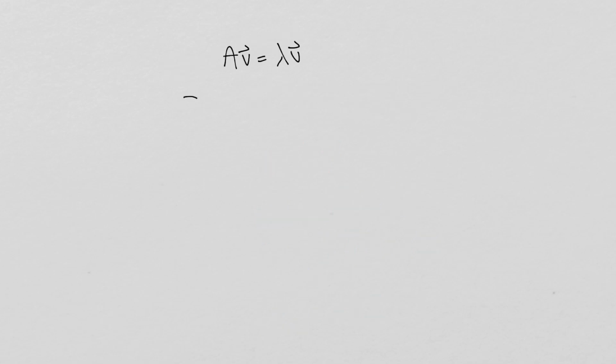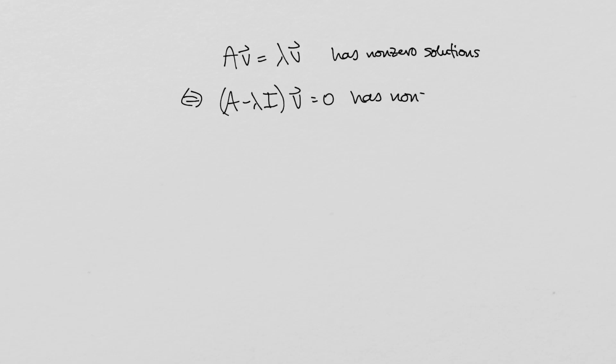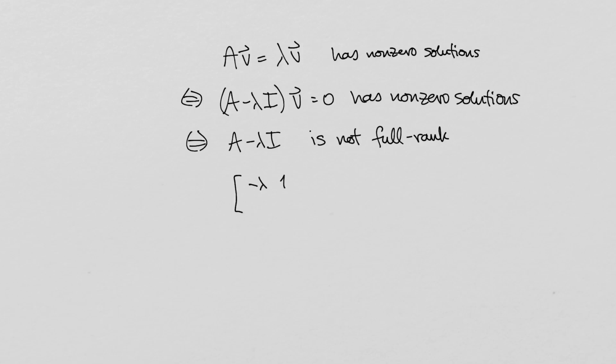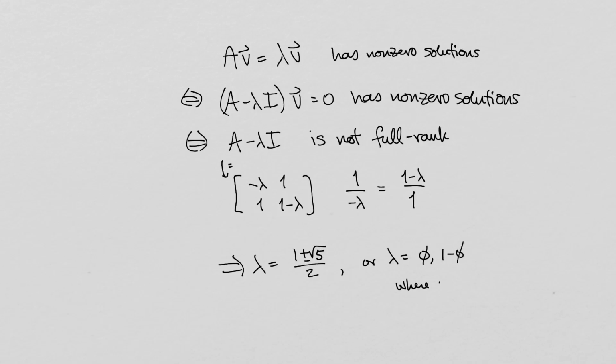We want to find values of lambda so that the equation Av equals lambda v has non-zero solutions. This is true if and only if A minus lambda times the identity maps some non-zero vector to 0. In other words, we want to find lambda so that A minus lambda I is not full rank. Since this matrix only has 2 columns, they are linearly dependent only if one is a multiple of the other. The solutions of this equation are 1 plus or minus square root 5 all over 2, which can also be written as phi and 1 minus phi, where phi is the golden ratio.